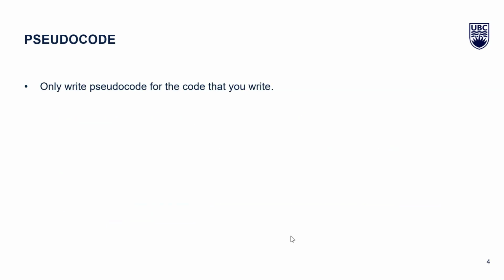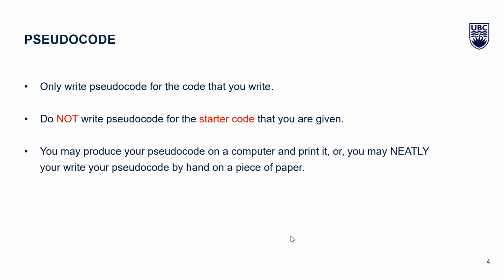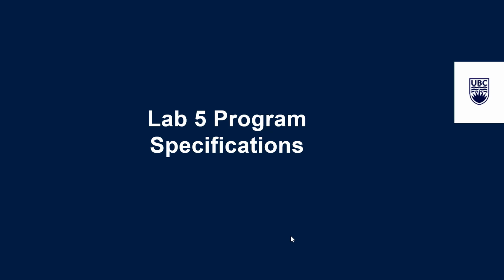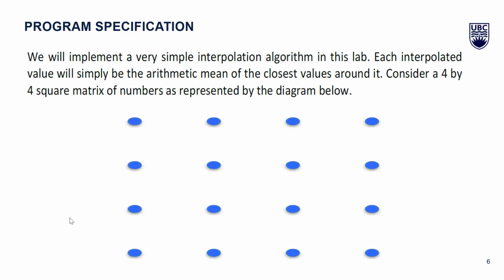In this pre-lab submission, you have to write pseudocode for the code that you write only. Don't write pseudocode for the starter code given to you in Vocarium. You may produce your pseudocode on computer and print it, or you can submit it by writing it on a piece of paper. Now, let's talk about what is required from you in Lab 5.